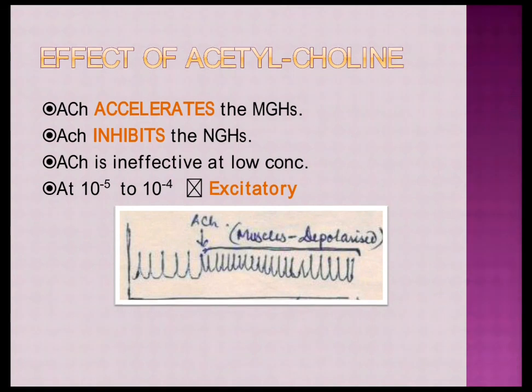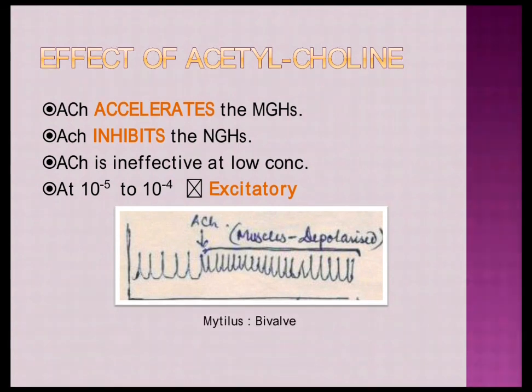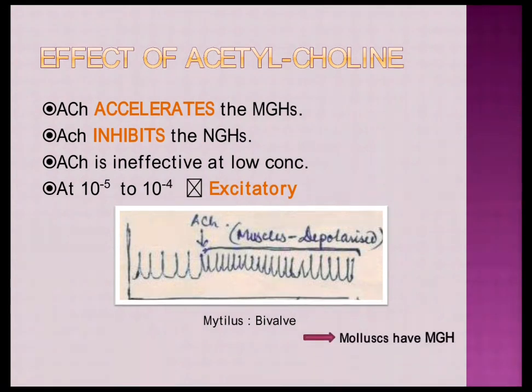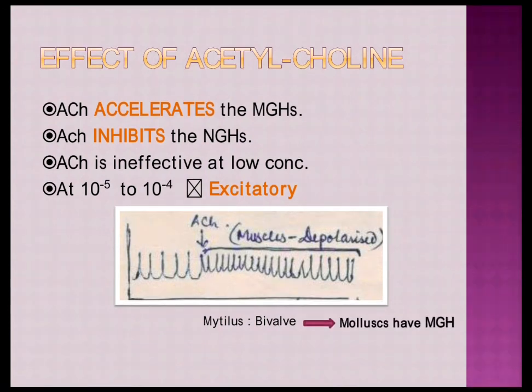Now if I go for this particular animal, this is the example of Mytilus. It is a bivalve and it is a mollusk. Here I must give you the idea that the mollusks have myogenic hearts. If it is a myogenic heart, then ACH accelerates the myogenic hearts. So whenever ACH is added to this heart, the beat goes fast and this heart is accelerated. So that was the example of the mollusk heart, or Mytilus.